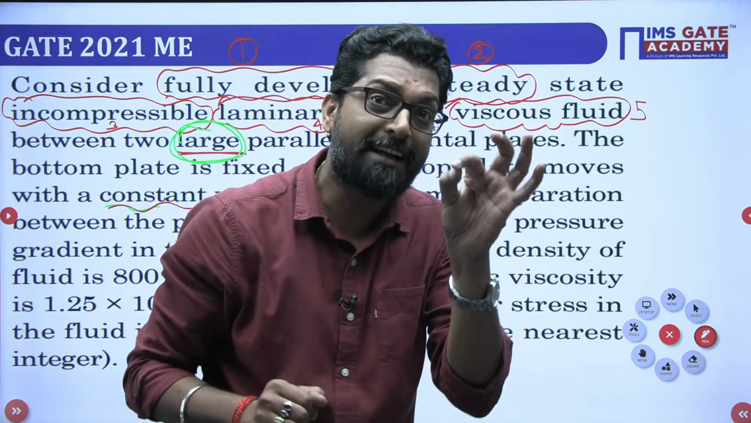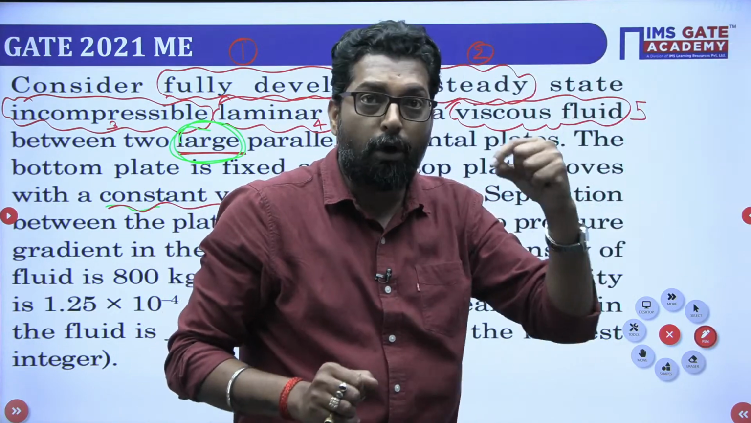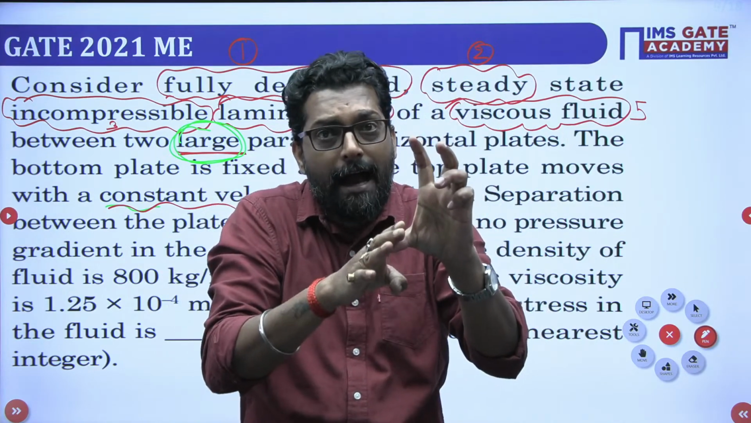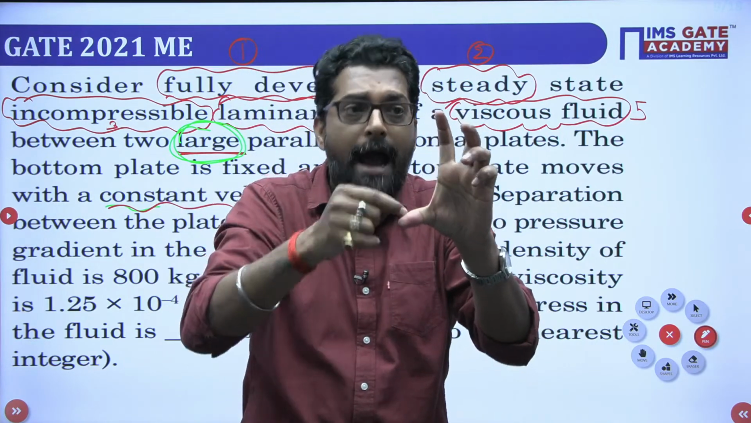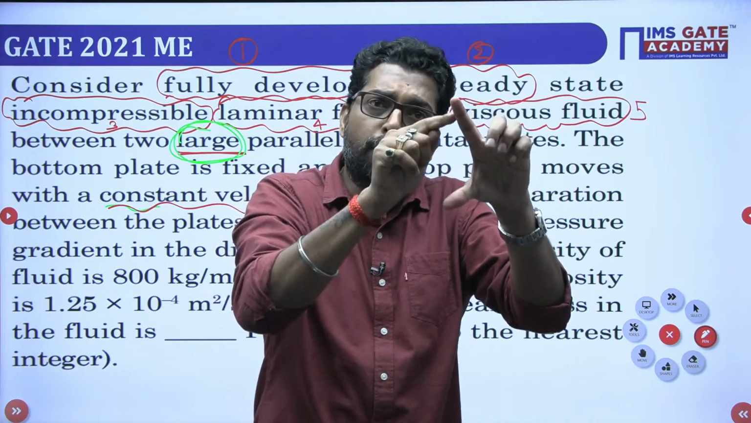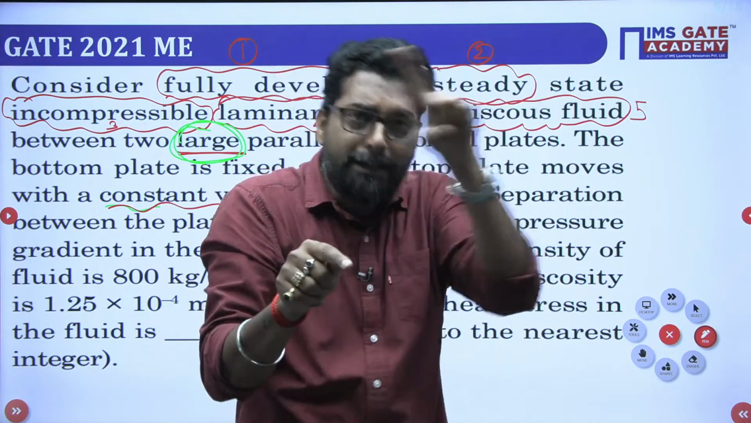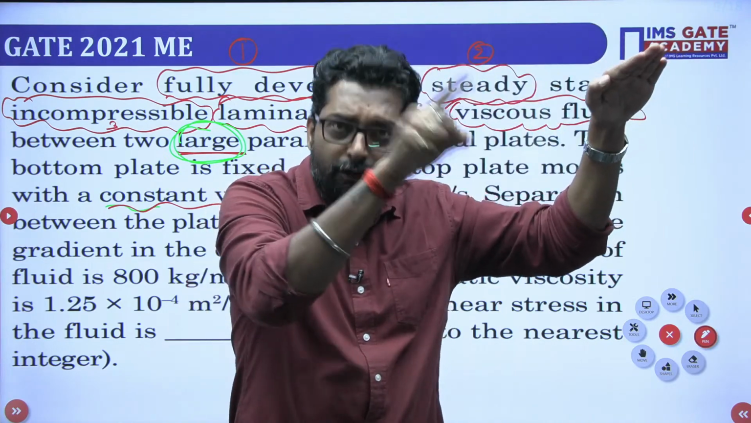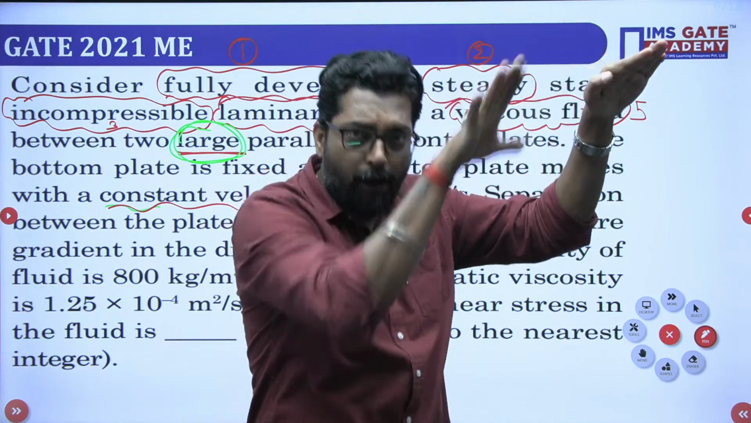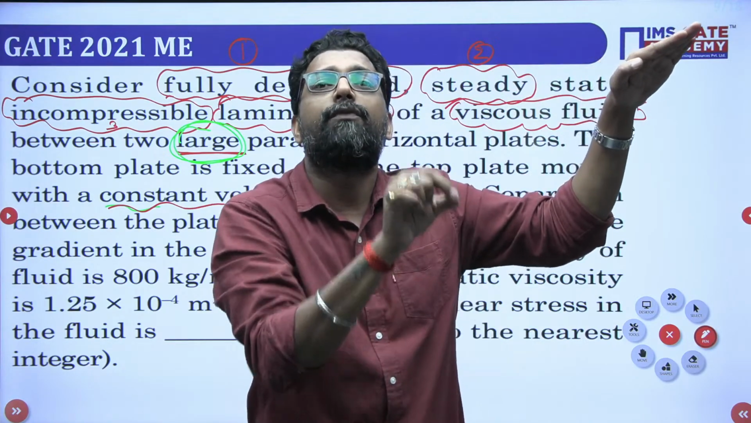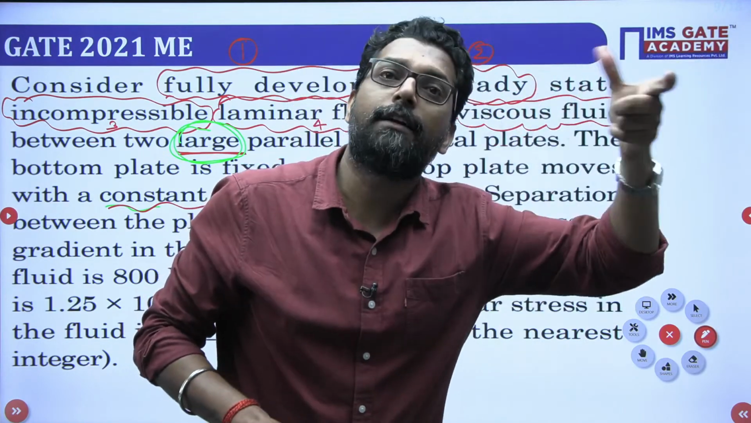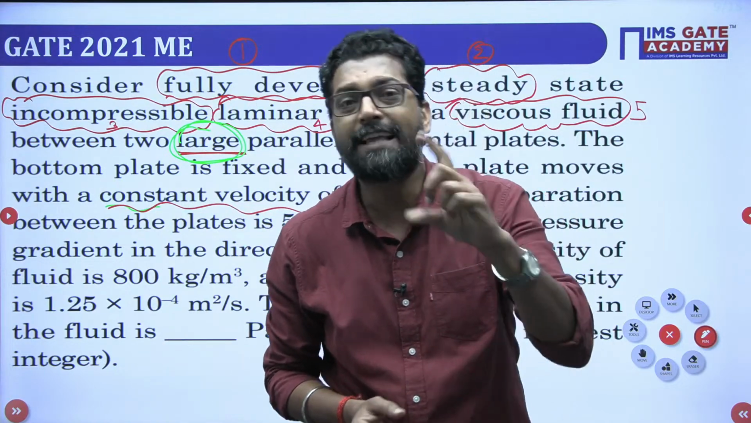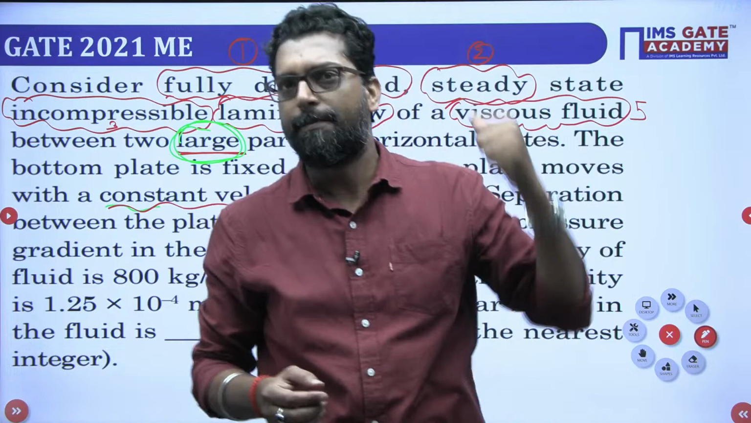Where is the velocity maximum? At the top plate. The velocity of the fluid at the bottom plate is 0, and the velocity at the top is due to the movement of the plate. So at the top plate, the velocity of the fluid is maximum, and at the bottom plate, the velocity of the fluid is 0. Both are due to the no slip condition.